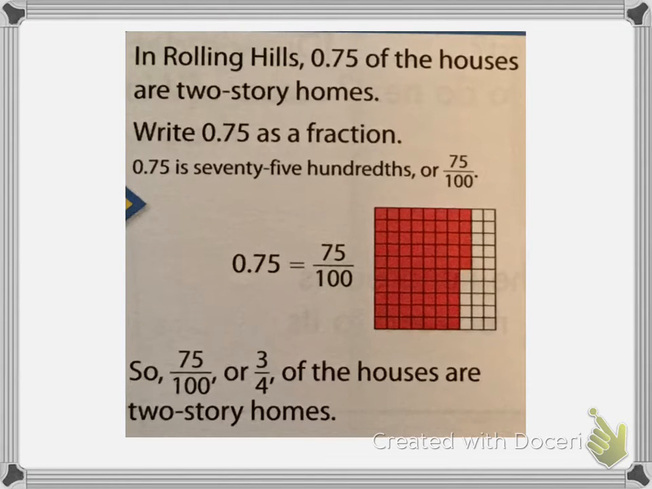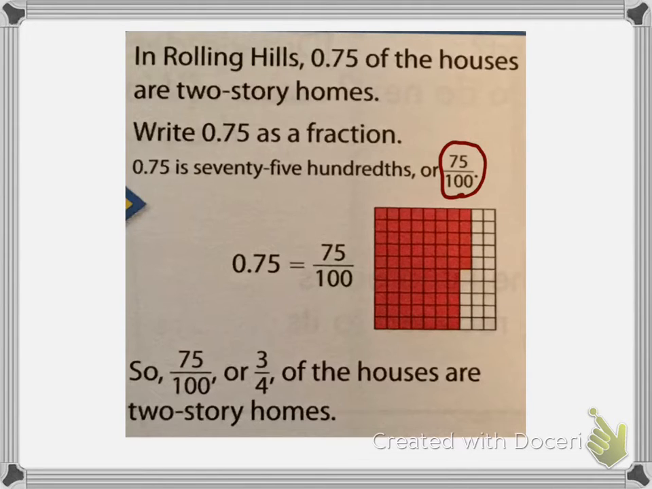Okay, well here's another example. In Rolling Hills, 0.75 of the houses are two-story homes. Write 0.75 as a fraction. That is how we would normally read it because that's what it looks like. But that's not the correct way of saying it. We would actually have to say, instead of saying 0.75, we would say 75 hundredths. Or, as a fraction, it would look like this.